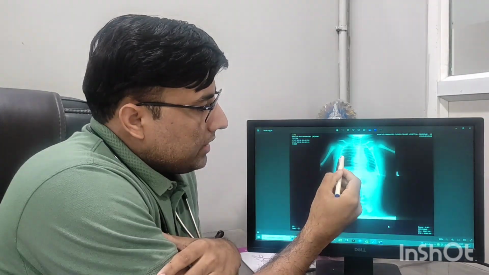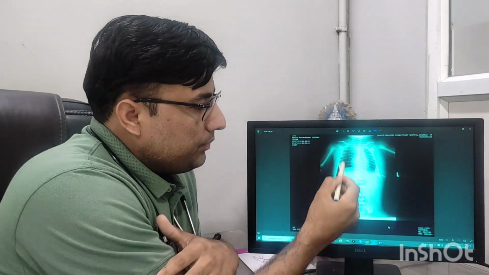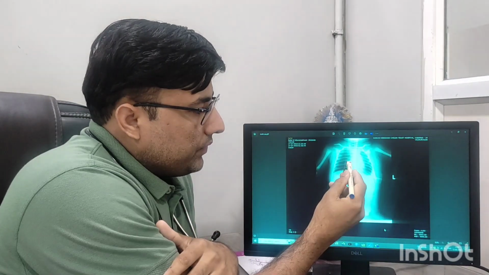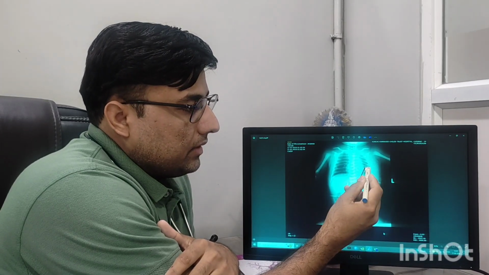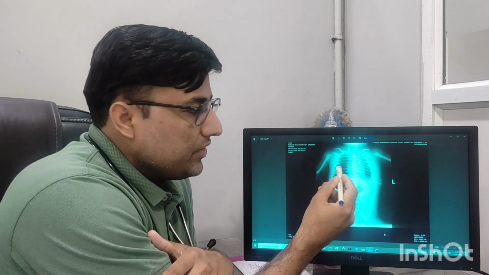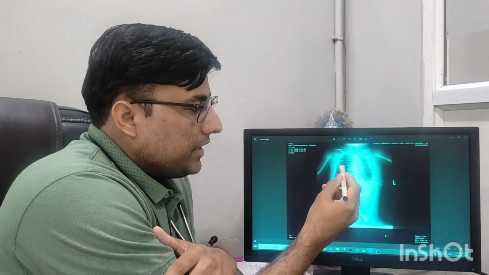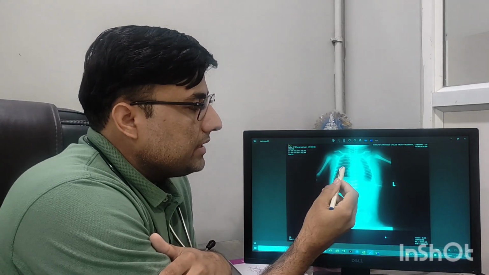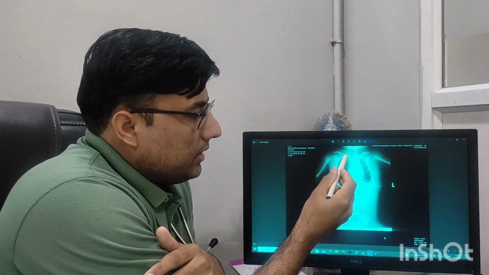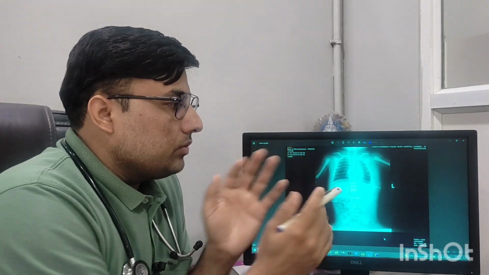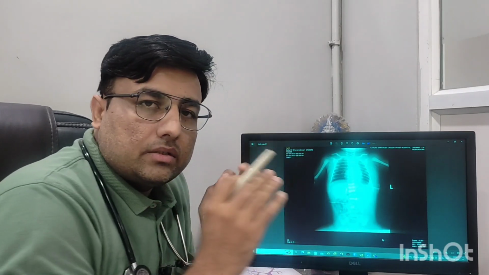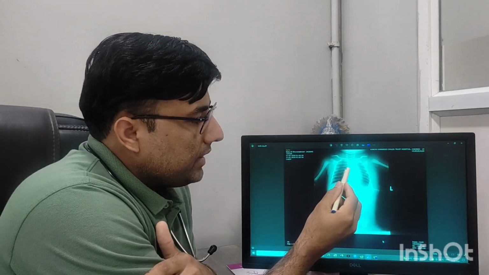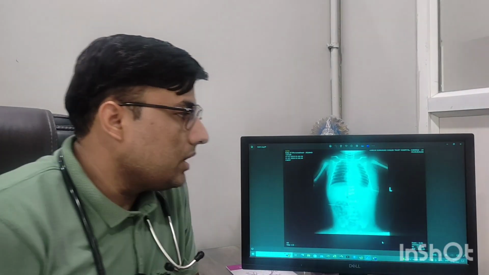Second is the symmetry of the hemithorax. If both hemithoraces are symmetrical, means it is a well centralized film. If one hemithorax is bigger than the other, means rotated film. Whichever hemithorax is bigger, that side is the rotation. Means if the right hemithorax is bigger, means right side rotation is there, and the lung parenchyma will look hyperlucent on that side. Which side? That side is rotated. Means if the right side is rotated, the right side will look hyperlucent, and this hemithorax will look bigger.